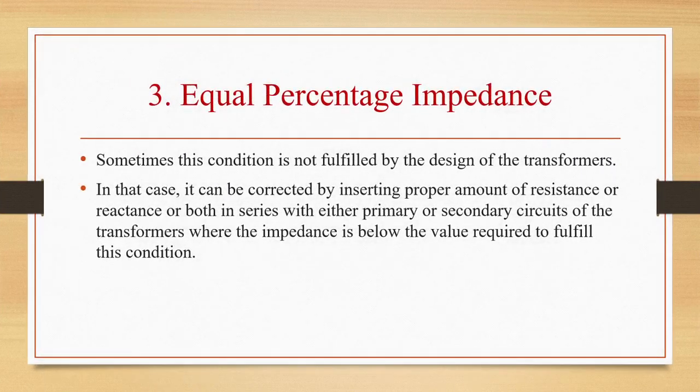Sometimes this condition is not fulfilled by the design of the transformers. In that case, it can be corrected by inserting a proper amount of resistance or reactance or both in series with either the primary or secondary circuits of the transformers where the impedance is below the value required to fulfill this condition.